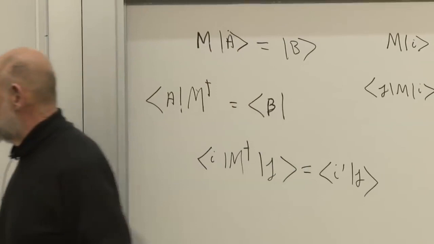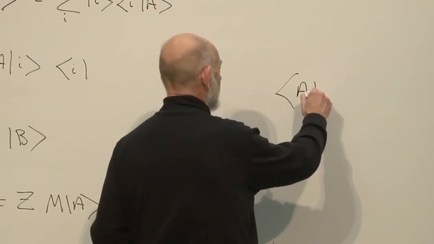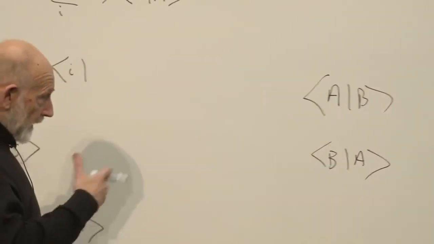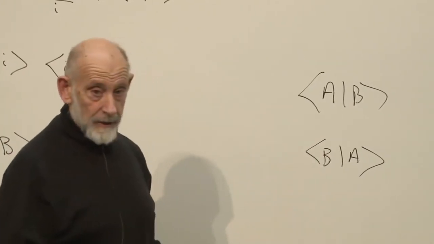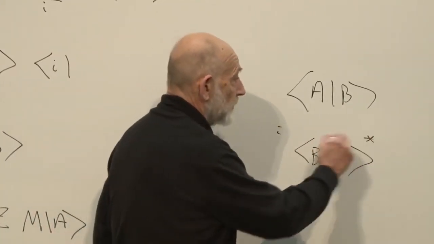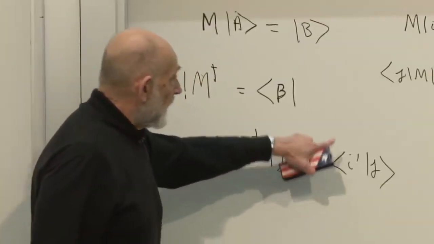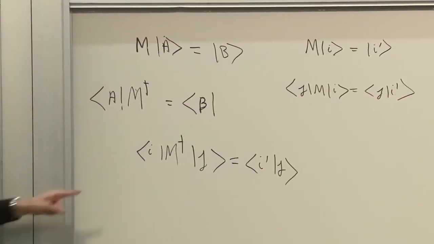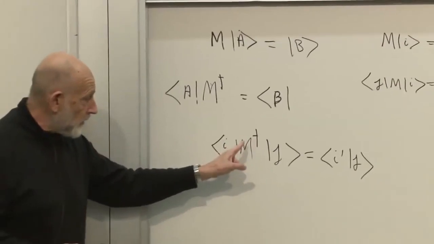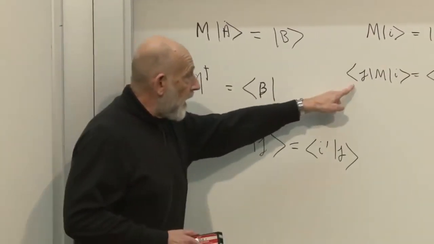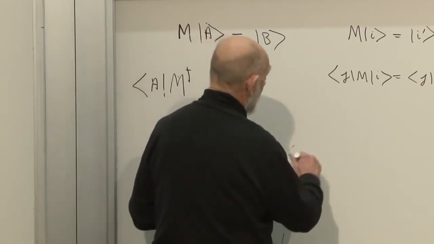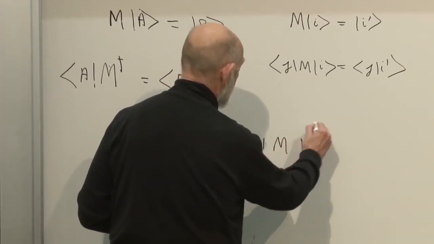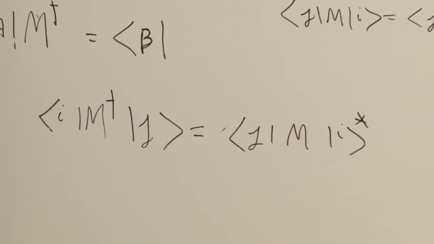If you take two vectors, A and B, and you think of them in the opposite order, the bra A times the ket B versus the bra B times the ket A, the relationship between them is just complex conjugation. So this here is just a complex conjugate of this. So what we've derived is that the ijth matrix element of M dagger is the complex conjugate of the jith matrix element of M.